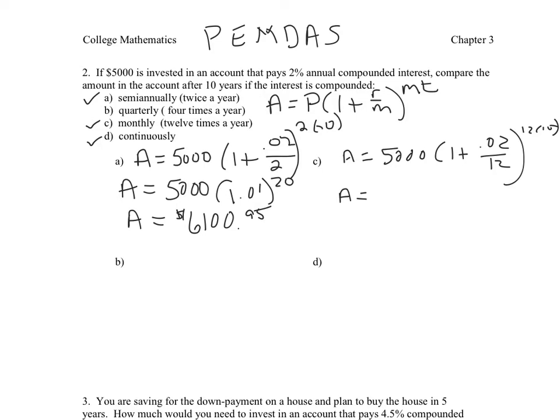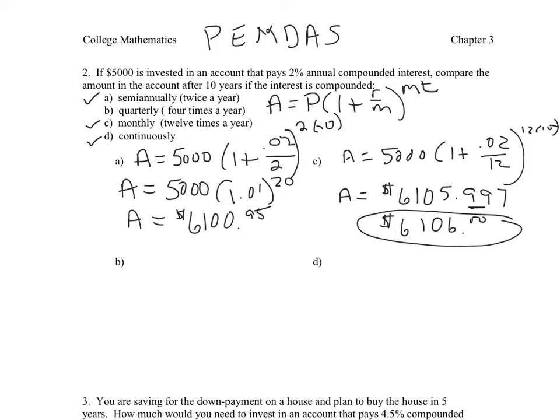And if you round this to the nearest penny, an interesting thing happens. You have 6105.997. Now, if I round this to the nearest penny, that means this 7 tells me that this 9 needs to round up. And if I round 99 up, it becomes 100. In other words, this is $6,106 even. That definitely went up a little bit from only compounding semi-annually.